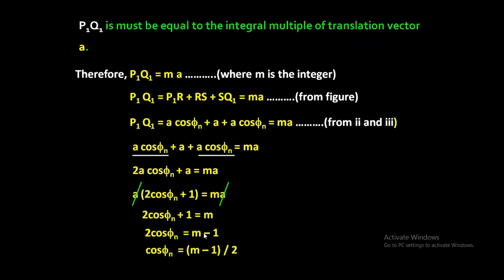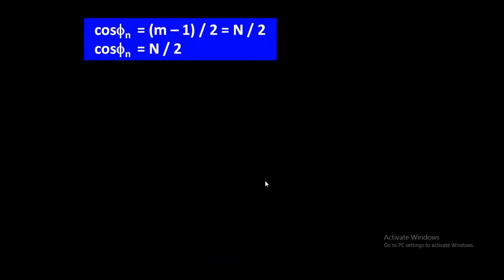So we get the formula cos phi n is equal to M minus 1 divided by 2. M is an integer. If we subtract 1 from an integer, we get a new integer. Suppose M is 4 and we subtract 1, then we get 3. 3 is also an integer. So M is the old integer, N is the new integer. So in place of M minus 1, we will keep N. So we get the formula cos phi n is equal to N by 2. With the help of this formula, we can find out why 5-fold symmetry doesn't exist.